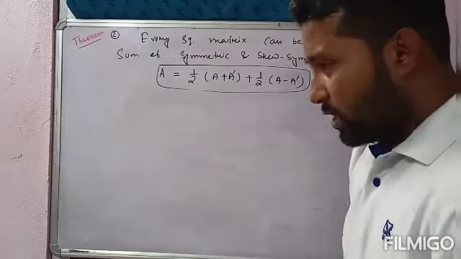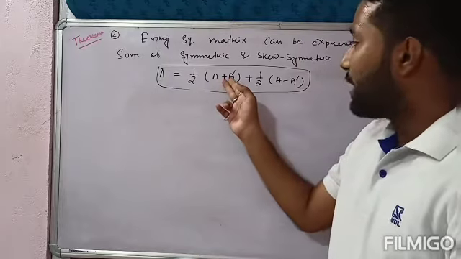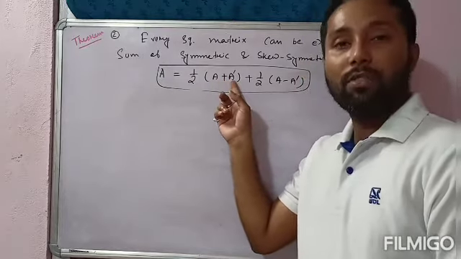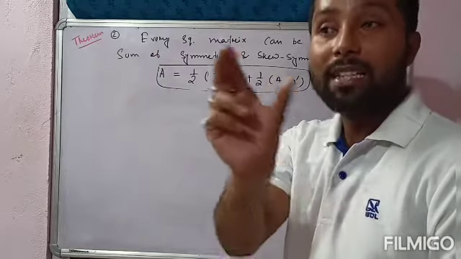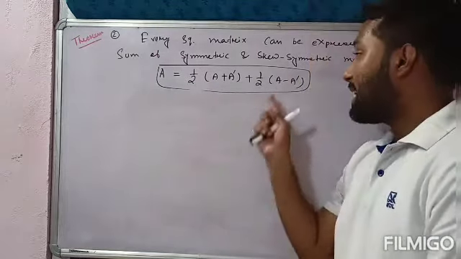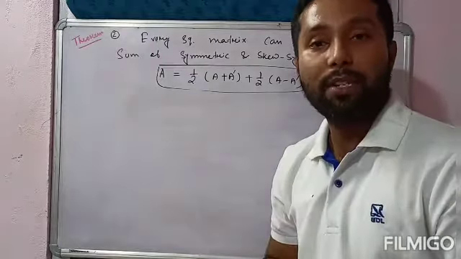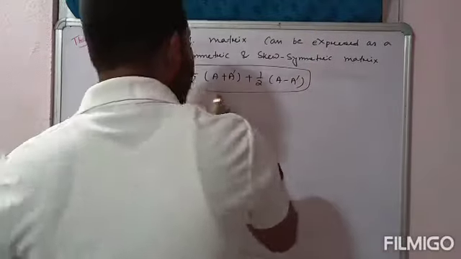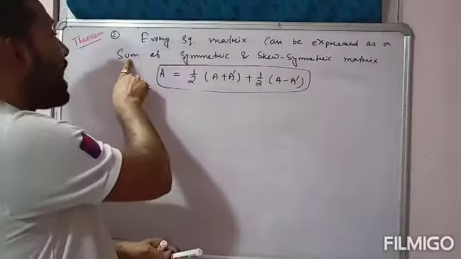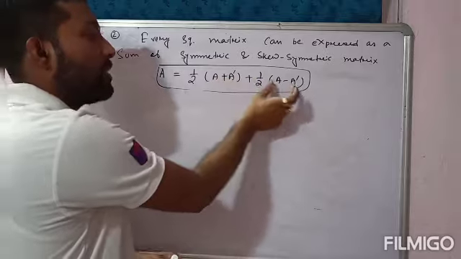Now, you can ask the question: we know that A plus A transpose is symmetric, as I just explained in theorem number 1, whereas A minus A transpose is skew symmetric. But why do we need to multiply by half? Have a look once: why did I multiply half here? Sum means what? Sum of symmetric and skew symmetric.